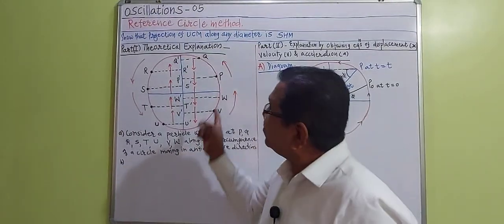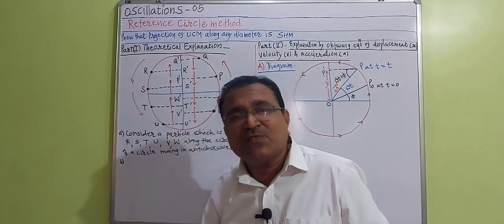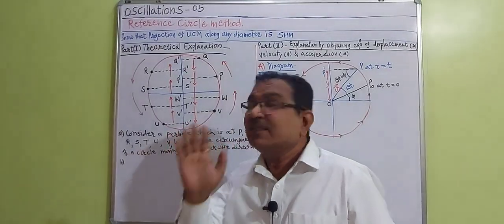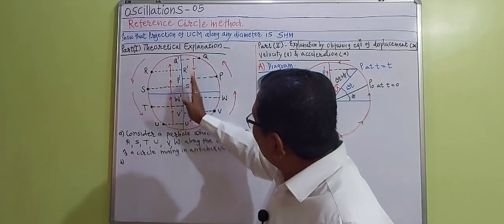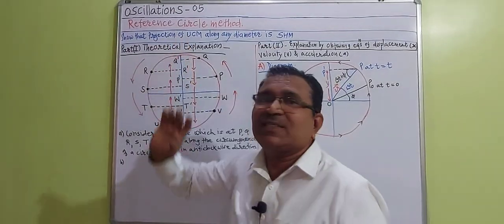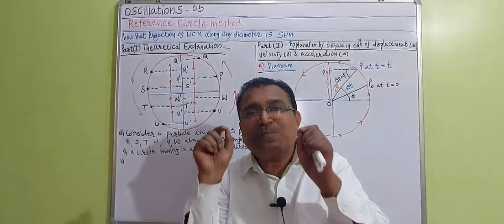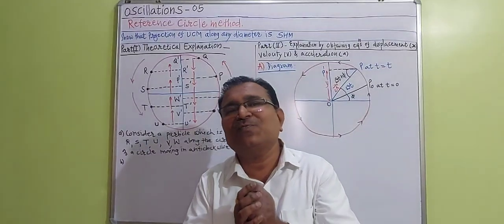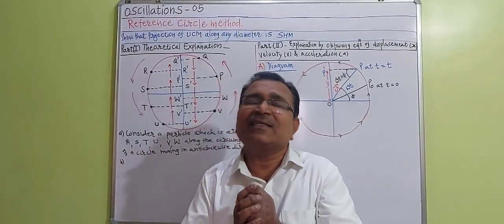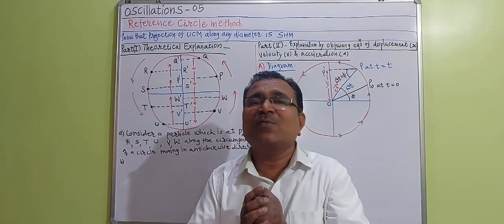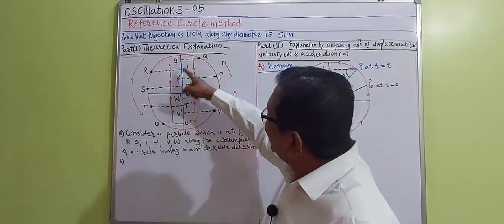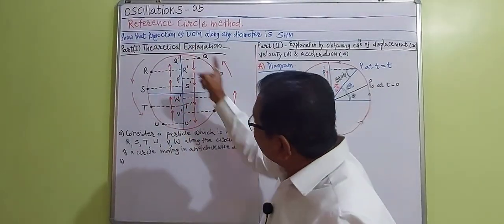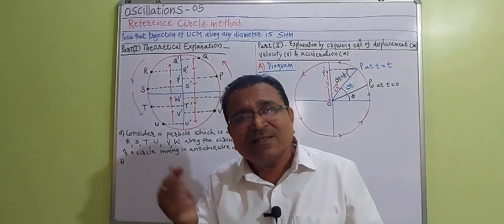That means the particle is circulating along the circumference of a circle, and the projection of that particle sometimes moves in downward direction, sometimes moves in upward direction. That means the projection of the particle which is circulating along the circumference of a circle has a simple harmonic motion along the y-axis, up and down, continuously. That means what here?